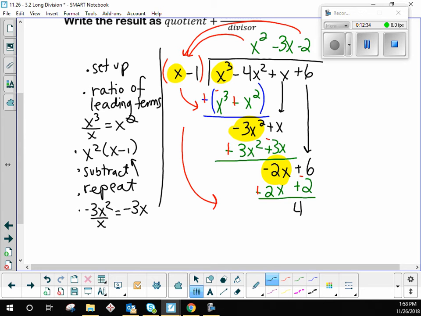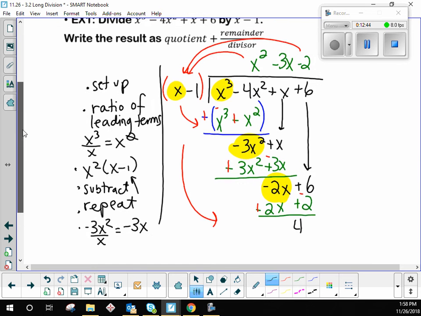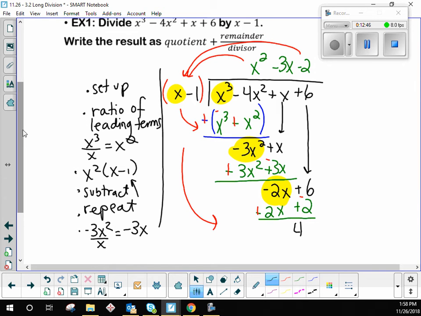It's even color-coded. But if this was me, I'd be circling myself for partial credit because I still have to do what? Right. Write it as a quotient plus remainder over divisor. So here's your final answer: x squared minus 3x minus 2 is your quotient, plus the remainder over the divisor, which is x minus 1.